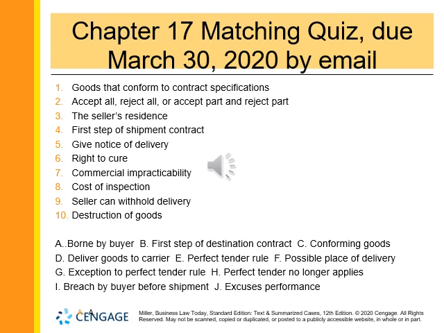Chapter 17 Matching Quiz, due March 30th, 2020 before midnight by email sent to me. Question 1. Goods that conform to contract specifications. Question 2. Accept all, reject all, or accept part and reject part. Question 3. The seller's residence. Question 4. First step of shipment contract. Question 5. Give notice of delivery. Question 6. Right to cure.